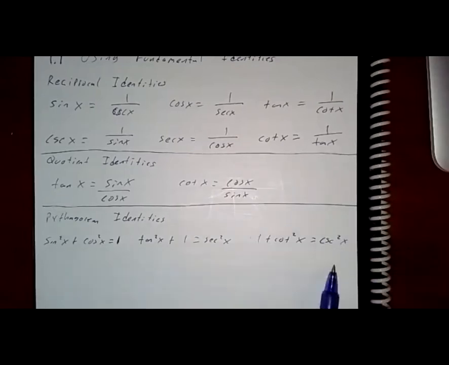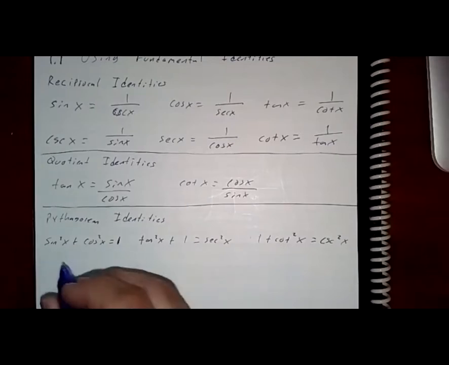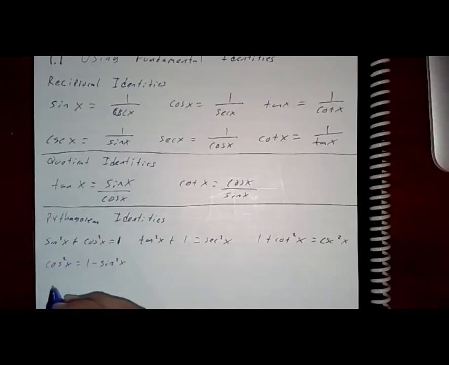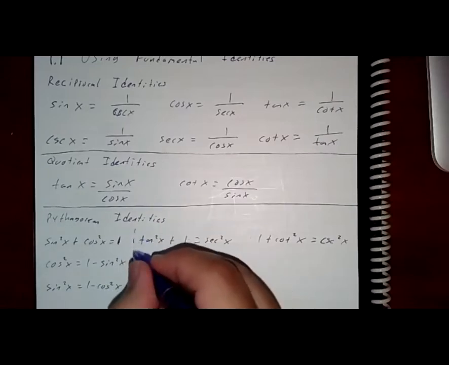So once you have these, all you have to do is move them around and you'll find 2 more for each set, which will give us a total of 9. If I subtract sine squared, we get cosine squared x equal to 1 minus sine squared x. If I subtract cosine squared, I get this one. Just doing basic algebra.